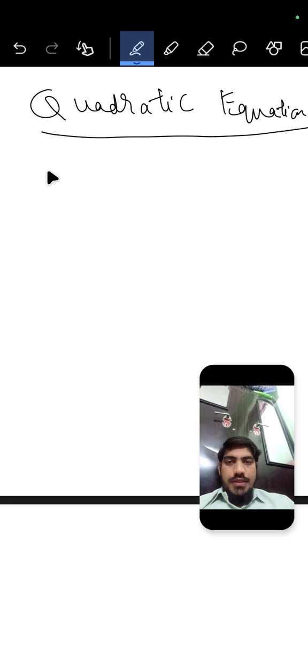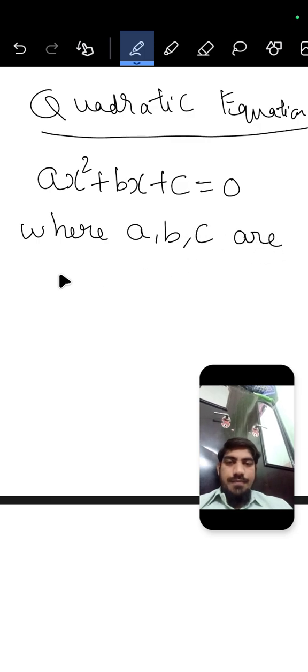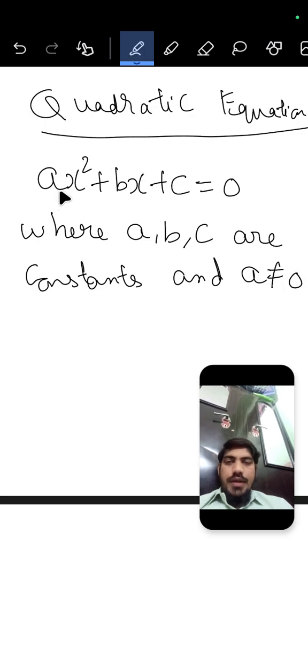For example, its general form is ax square plus bx plus c is equal to 0, where a, b, c are any constant numbers. A, b, c are constants, and the coefficient of x square, that is a, cannot be 0, because if a is 0, then this equation will be a linear equation.